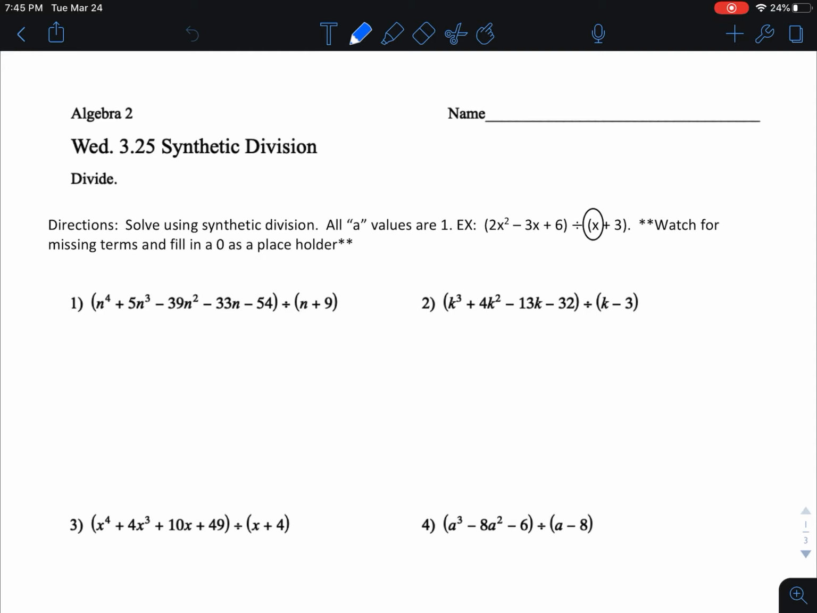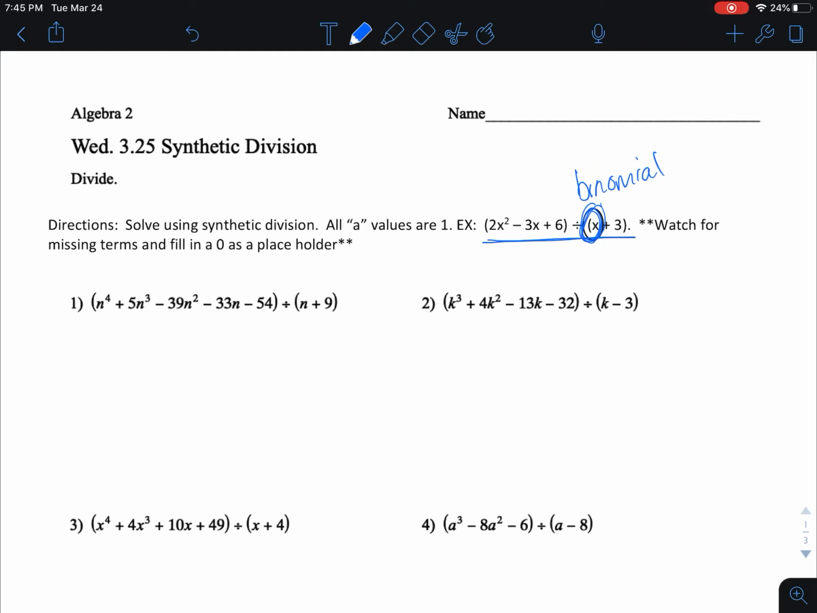Okay, in the first 8 problems that we're doing, the directions tell us to solve using synthetic division. All a values are 1. For example, if this was our division problem, notice what we're dividing by. This is called your binomial over here. Notice that the x does not have a number in front of it, so we say the a value is 1, and that's going to make these a little bit simpler.